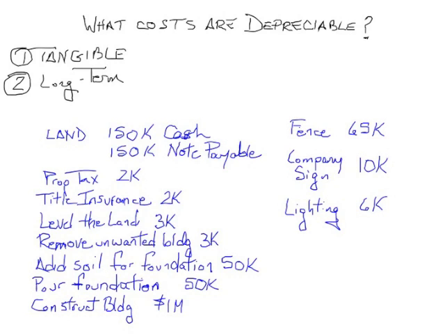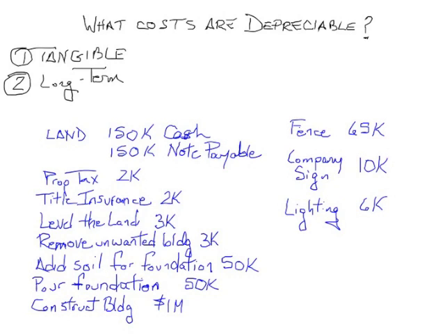Then, before we could build our office building, we had to add some soil for the foundation, pour the foundation, and then construct the building. After we did that, we installed a fence for $65K, a company sign, and we put some lighting on the grounds. So these are some of the expenses we had. But here's the thing. We have to identify what costs go into what account and which costs are depreciable costs.